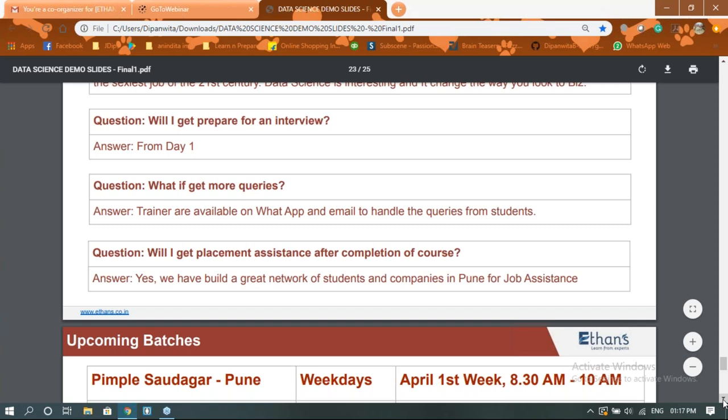Will I get placement assistance after completion of the course? As some of you have already asked, yes, we have a great network of students and companies in Pune for job assistance. You are always notified when there is job assistance to be provided, and we provide job assistance for sure. But the mechanism of it has to be told to you in detail. If you want to know, you have to call the ETHANS desk for that.